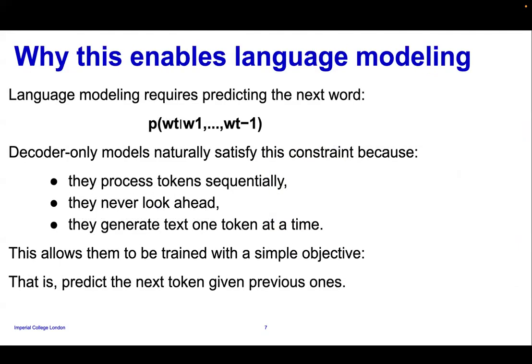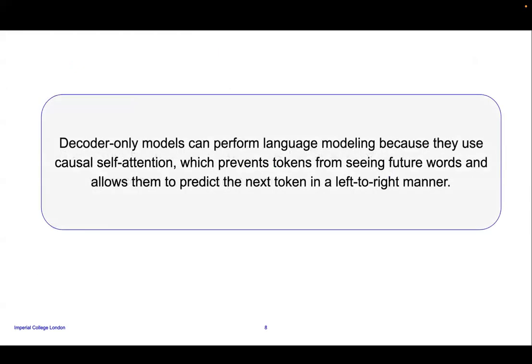We already know that this is how language modeling works. Given the previous word, we predict the next one. The decoder-only model naturally satisfies this condition. They process tokens sequentially. They never look ahead. They generate text one token at a time, which is what we know they do. So that's what we call causal language modeling.